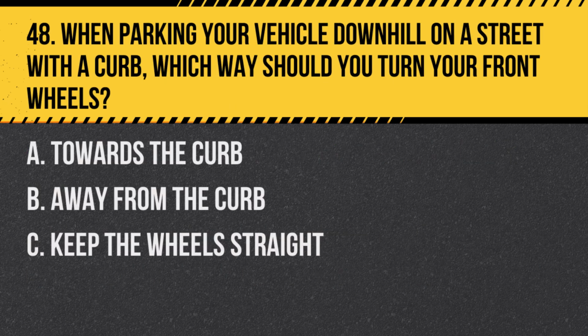Question 48. When parking your vehicle downhill on a street with a curb, which way should you turn your front wheels? A. Towards the curb. B. Away from the curb. C. Keep the wheels straight. Answer. A. Towards the curb. This prevents the car from rolling into traffic if the brakes fail.